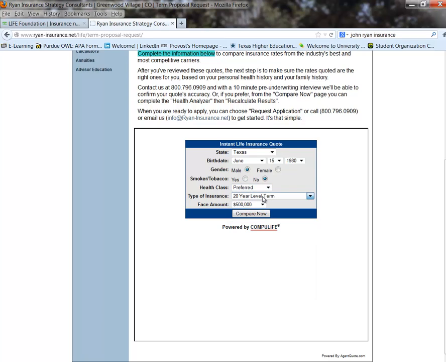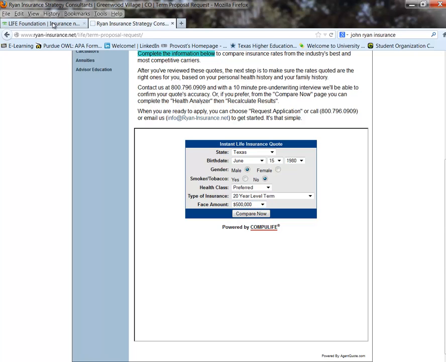And let's say we are going to look for a 20-year level term. Okay? Because how old were our kids? Well, I think back there we said they were like 2 and 4 years old. So 20 years will ensure that they get through college and are off the payroll, right? So let's take a look.